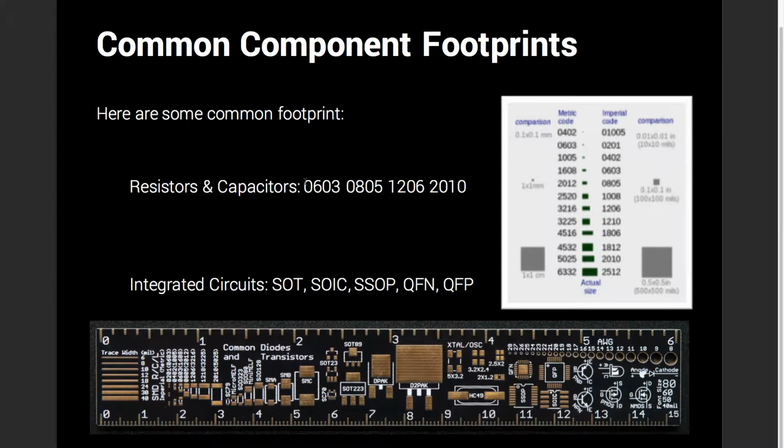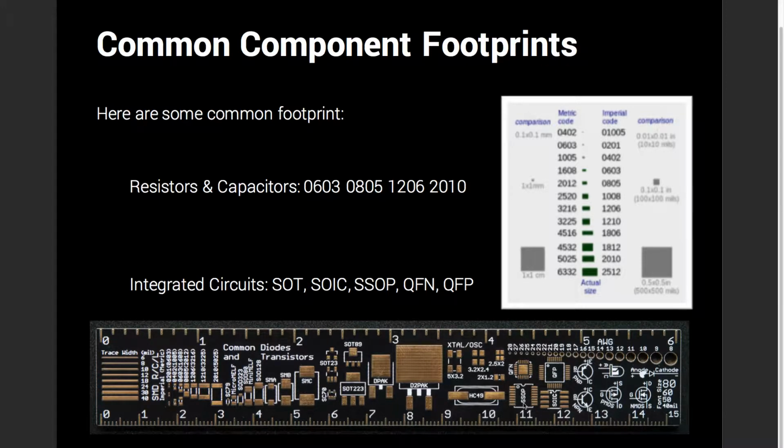Resistor, capacitor, we're going to use 603 and 805. So they're just common footprint names that might or might not actually make sense at all. That's something we usually use. And the integrated circuits, there's SOT, SOIC, SSOP, QFN, QFP. It doesn't make sense at the moment, but SOT, SOIC, and SSOP are really similar chips.